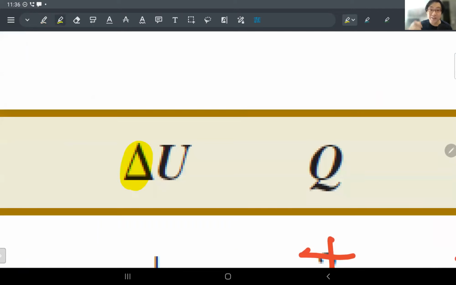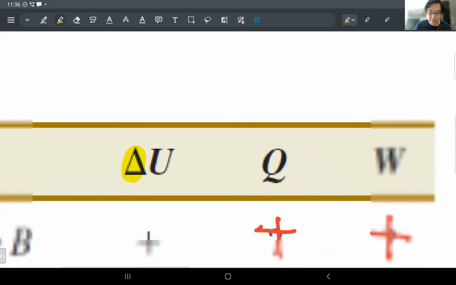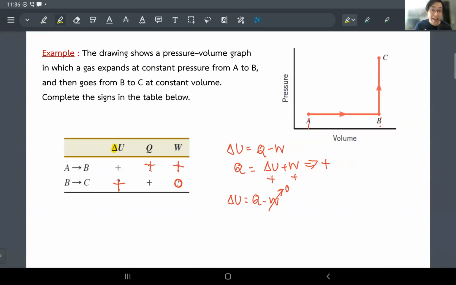Okay. Delta U, not the U. Delta U. All right. Because Q and W are energy transfer, it is a transaction. The transaction cannot be equal to the amount of money in your bank.